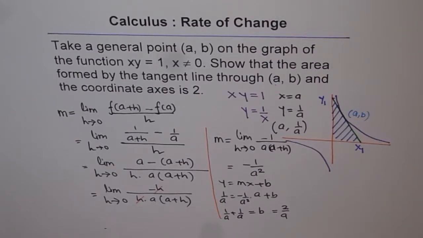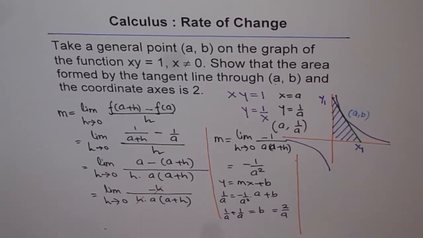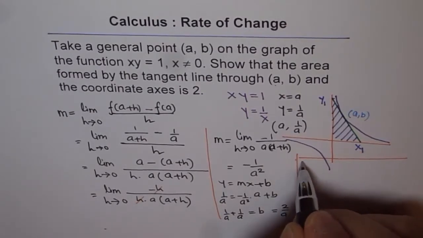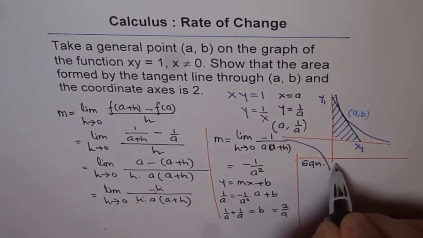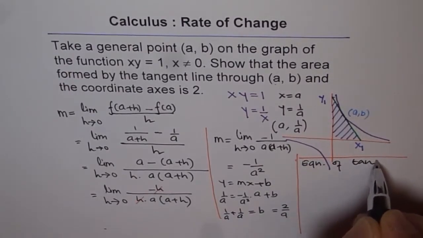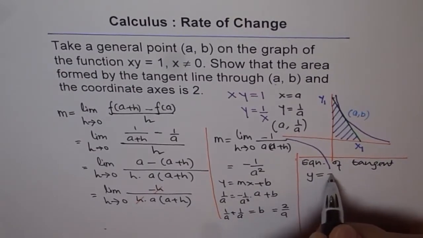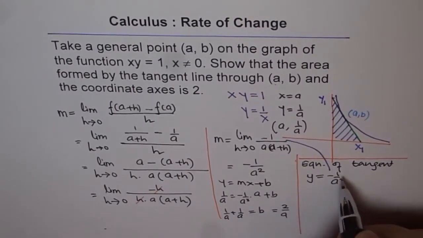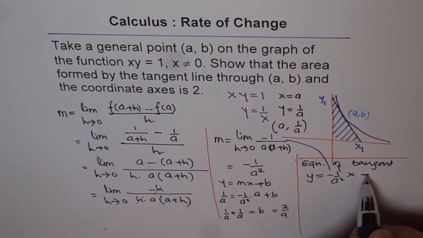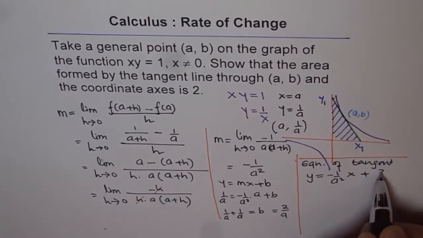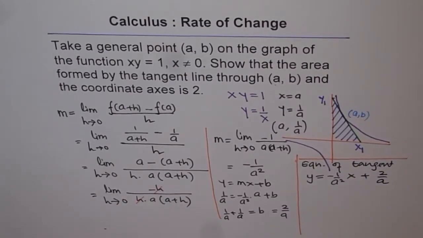Now let me use the paper in a better way. Let me draw like this. Now that means the equation of the tangent is y equals the slope of minus 1 over a squared times x plus b, which is 2 over a. So that is the equation of the tangent line.